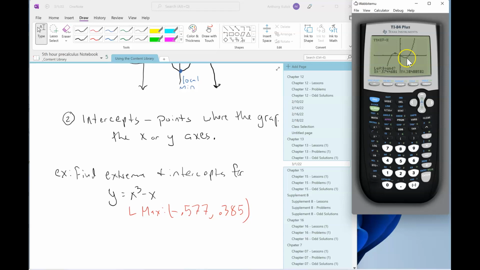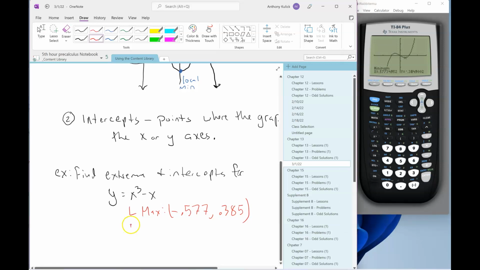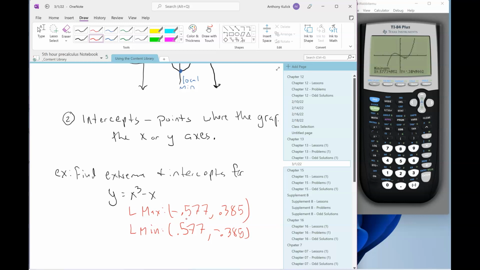So again, it's going to ask me the same 3 questions: left bound, right bound, and guess. So I'll move my cursor somewhere left of my minimum, move it somewhere to the right of my minimum, and then press enter for a guess. So there's my local minimum at positive 0.577 and negative 0.385. Everybody's okay there? All right.